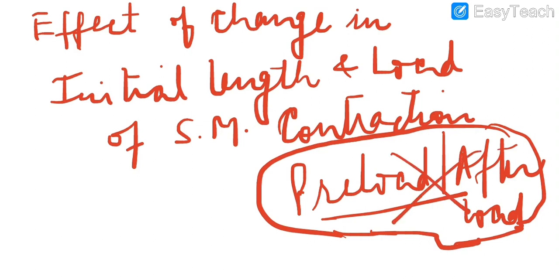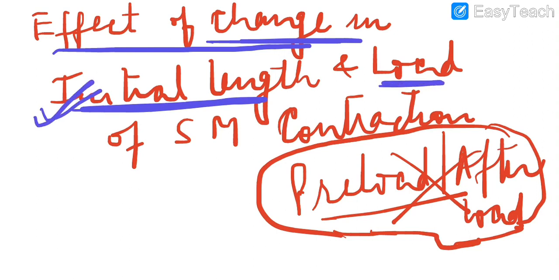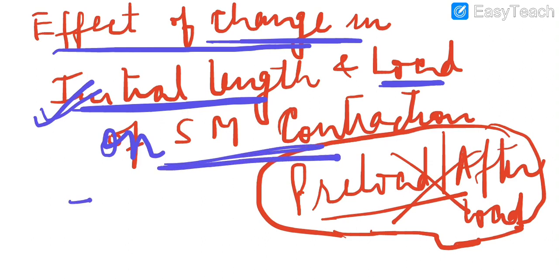If you start your graph, whether it is a preload or afterload, by saying this is the graph which shows the effect of change in initial length and load on, not off, on smooth muscle contraction, means effect of change in initial length and load on smooth muscle contraction. See, if we look at this graph of this preload and afterload, you have got the tendency to say this is the graph.